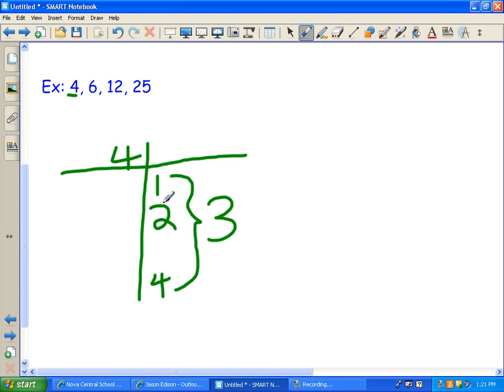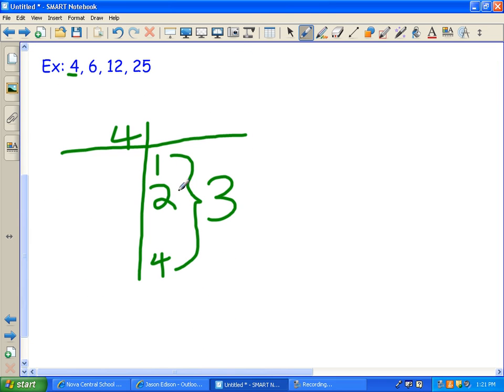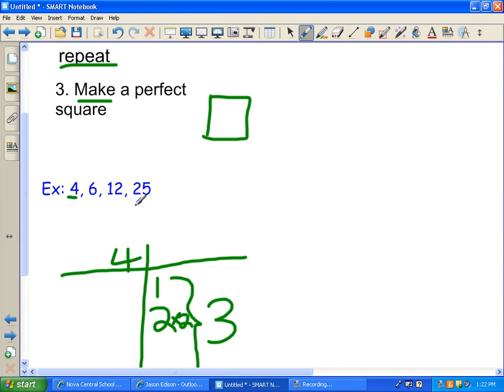If I were to check it out, are there 2 numbers or factors that repeat? Well, let's see. 2 times 2 will give you 4. Well, we don't write down 2 twice, but we do know that it repeats. And the third one, can you make a perfect square out of it?